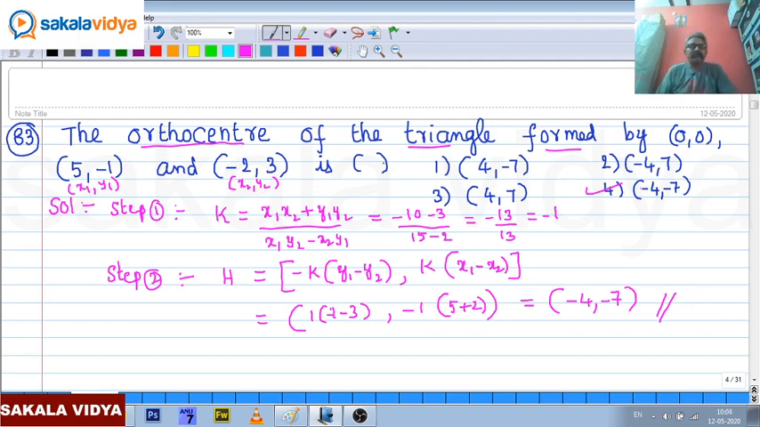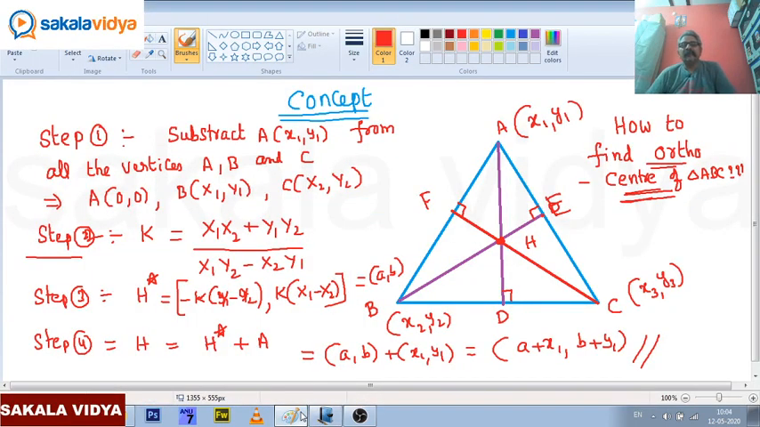See, this method is to be adopted whenever none of the vertices is the origin. If one of the vertices is the origin, it is a very simple method: directly step 2, step 3. Step 3 becomes step 1, step 3 becomes step 2. You will get the answer.